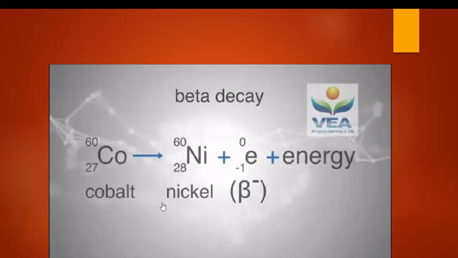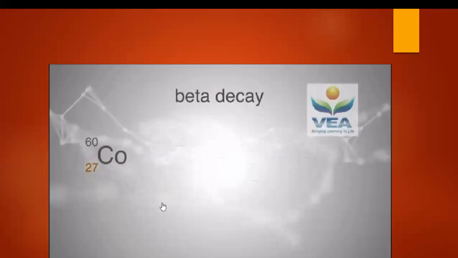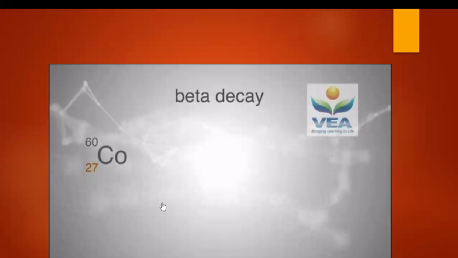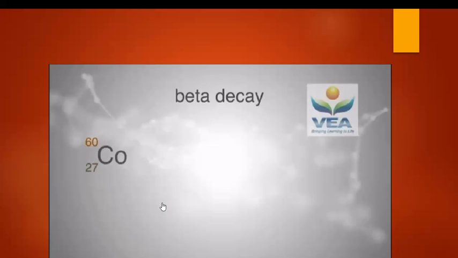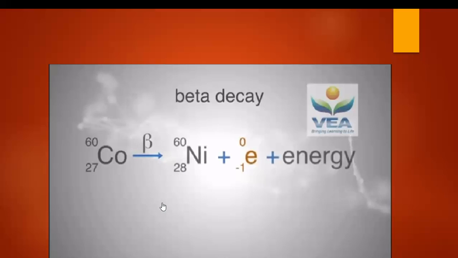Here is the decay equation. Cobalt-60, with 27 protons and 33 neutrons, a total of 60 nucleons, emits a beta particle, or electron, and the daughter nucleus is nickel-60, with 28 protons and 1 less neutron. The total number of nucleons remains unchanged.